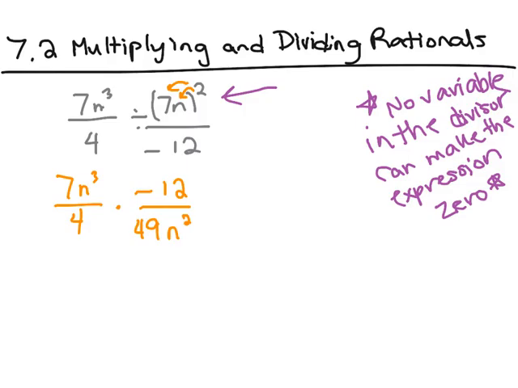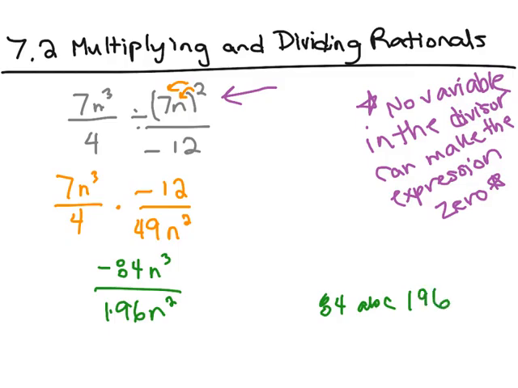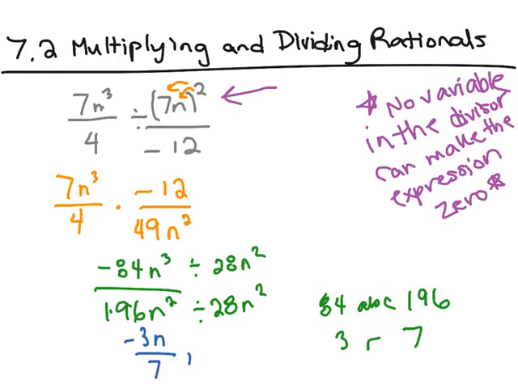So this is now our multiplication. We can just multiply as we would before, so we have -84n cubed divided by 196n squared. If you type in 84 ab/c 196, or do it in your head by finding the greatest common factor, you should get 28, and it should come up as 3R7. So we're going to divide by 28n squared. That's our greatest common factor. So we're left with a final answer of -3n over 7.